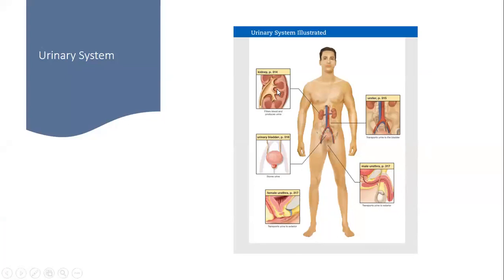Now we talk about urinary system. The kidney filters blood and produces urine, and the ureter transports urine to the bladder, and the urinary bladder stores the urine, and then the male or female urethra transports it to the exterior.